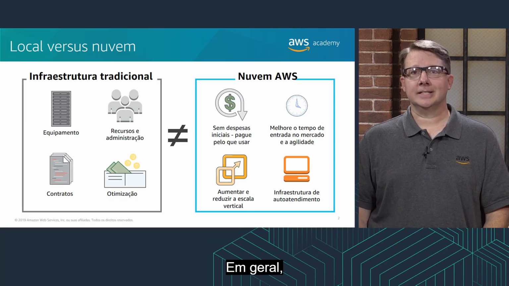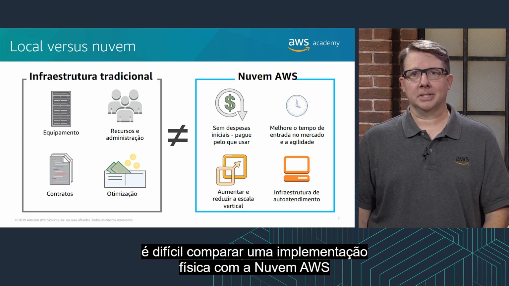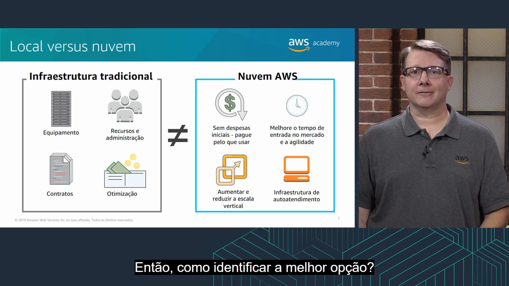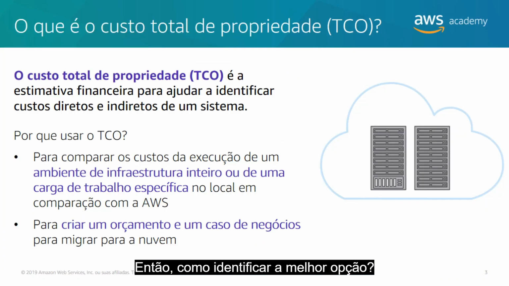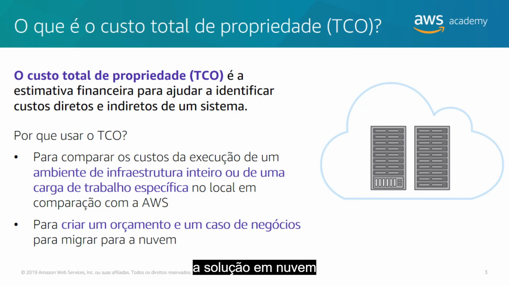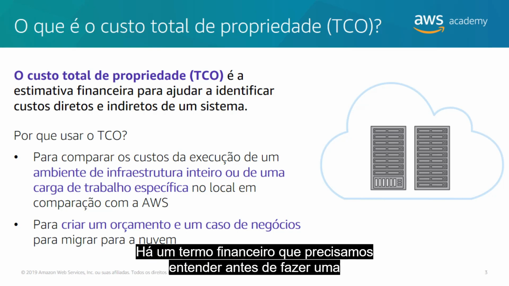In general, it is difficult to compare a physical implementation with the AWS Cloud. The two are different because they use different concepts and terms. So how can you identify the best option? You can identify the best option by comparing the physical solution to the cloud solution. There is a financial term we need to understand before making an intelligent comparison.